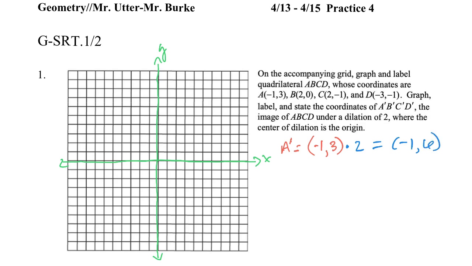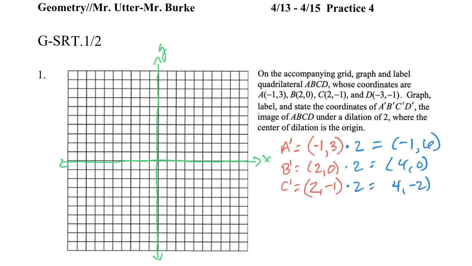Now I'm just going to do the same thing for all of the rest of them. B prime is going to be 2, 0 multiplied by 2, which gives me a point of 4, 0. C prime is going to be equal to 2, -1 multiplied by 2, and that gives us 4, -2. And finally, D prime is at -3, -1. Multiply that guy by 2, and we get -6, -2.